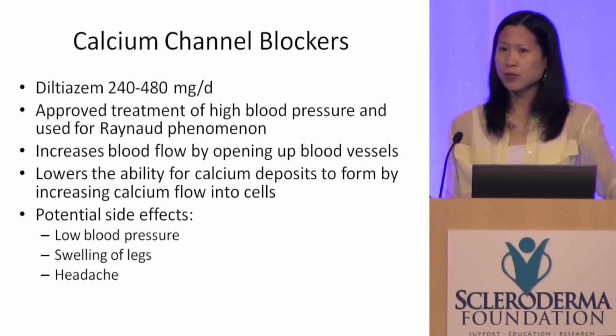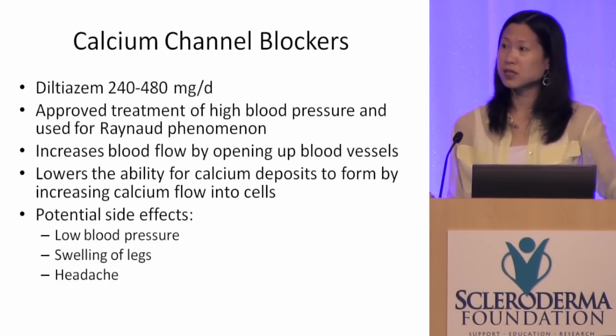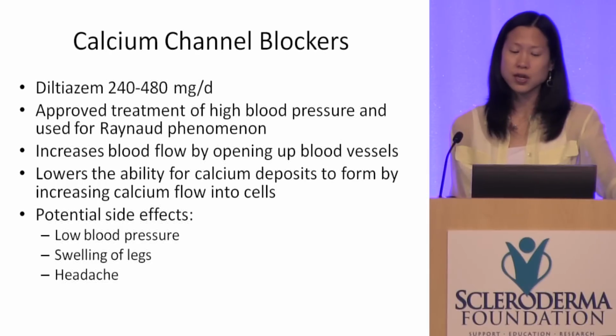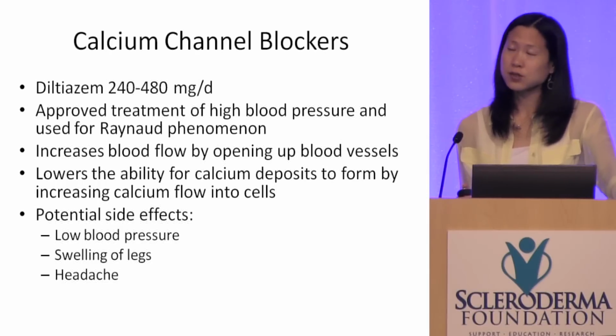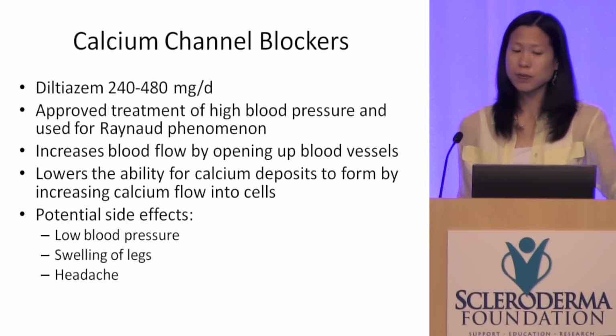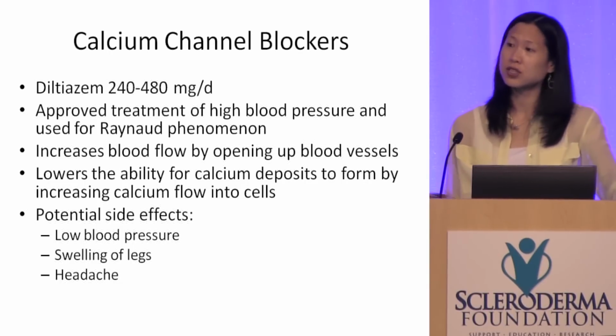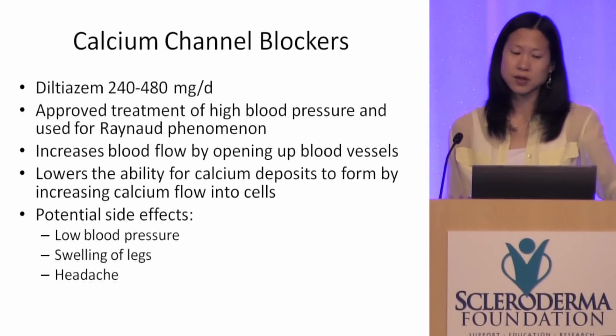Again, we think that calcinosis is related to decreased blood flow to the fingers, just like Raynaud's and digital ulcers. The other way that calcium channel blockers can affect calcinosis itself is that they lower the ability of calcium deposits to form by increasing calcium flow into the cells. So rather than the calcium depositing in the tissues, it actually goes inside the cells.